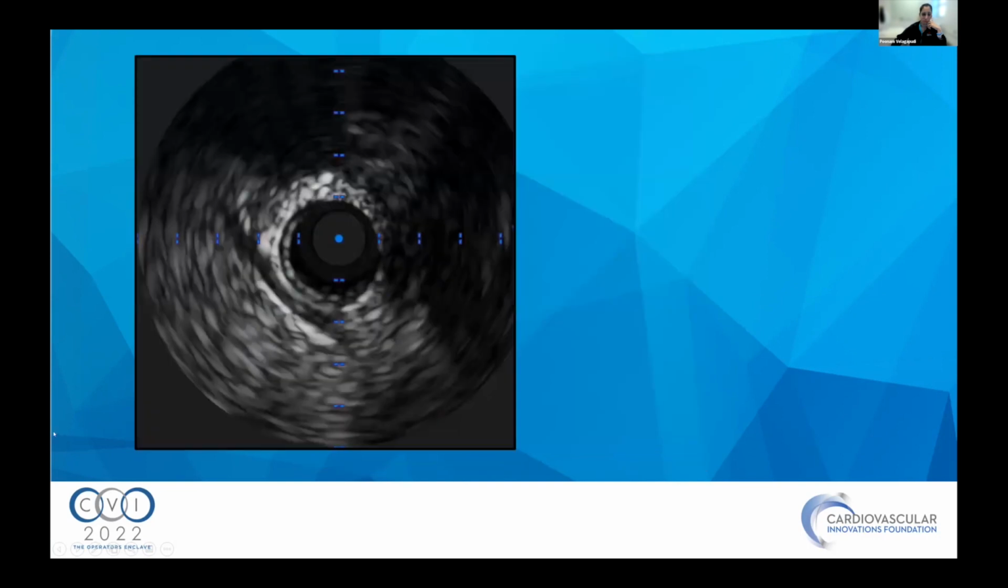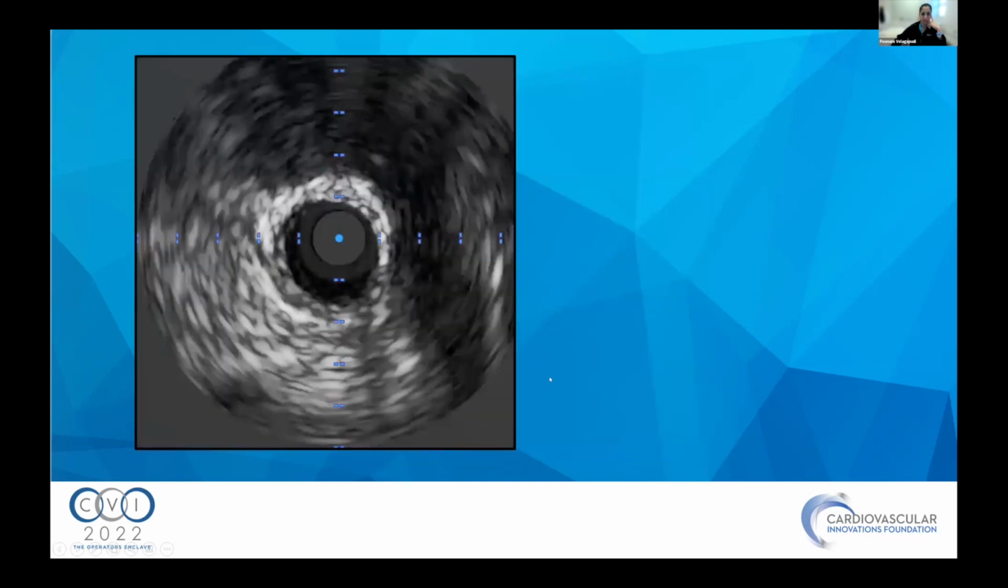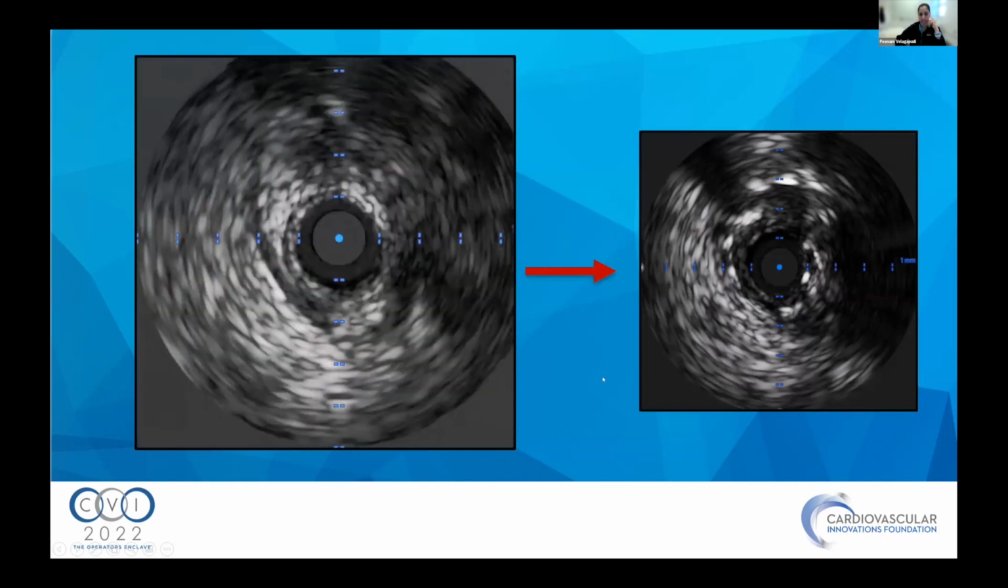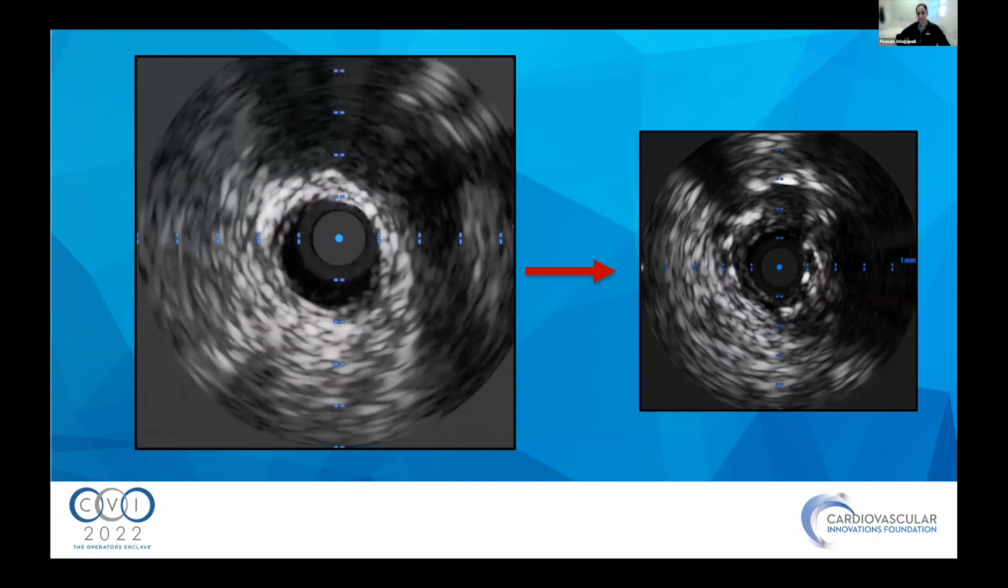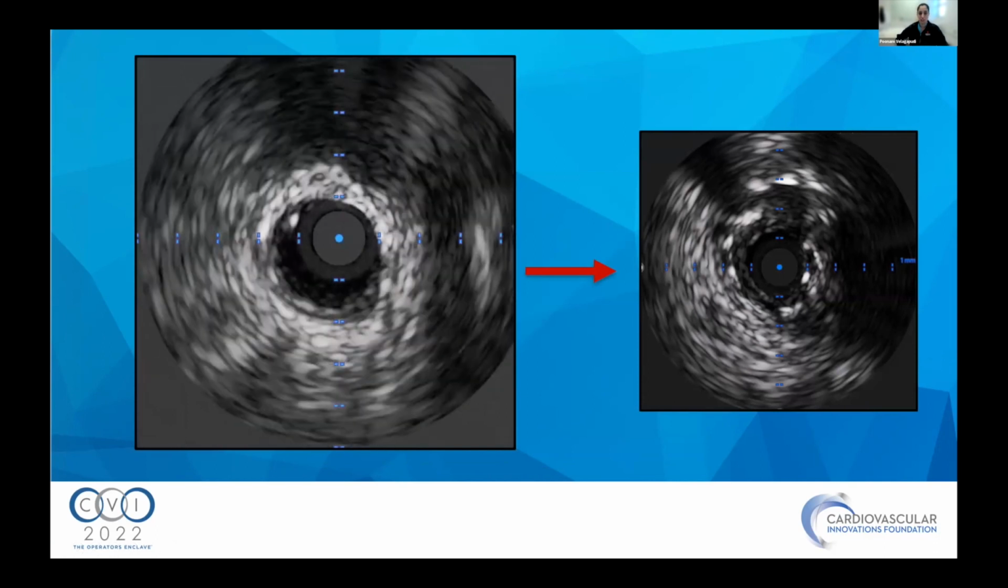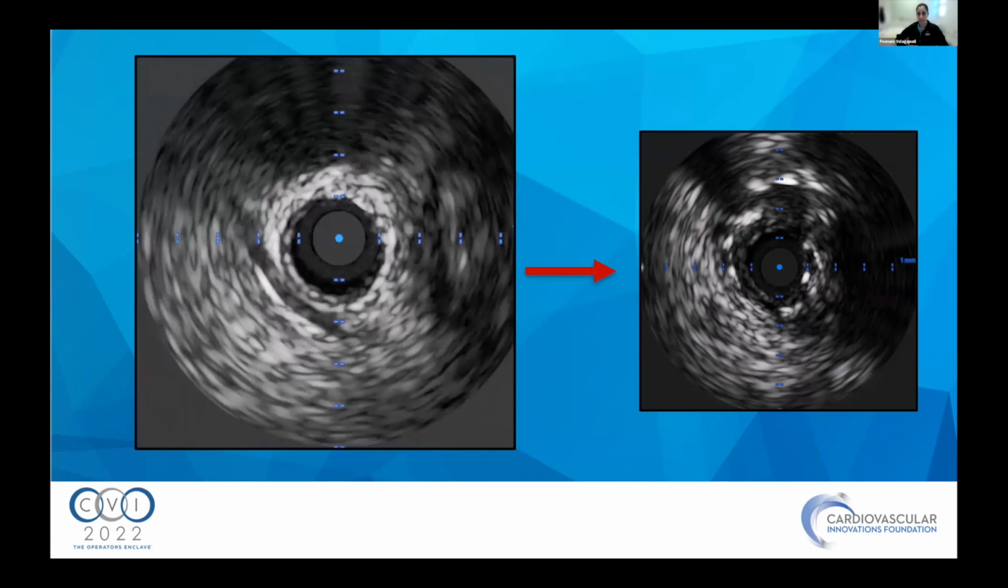I will move to the LAD and let this play here. He did have underexpanded stent in certain areas, and then also had a lot of neointimal hyperplasia as well.